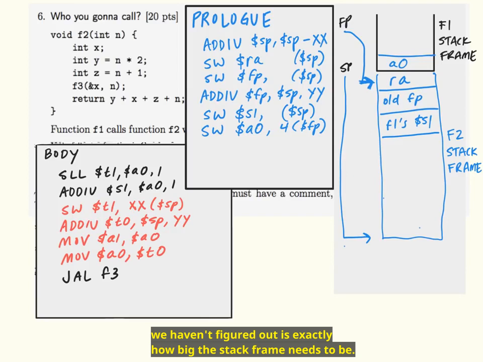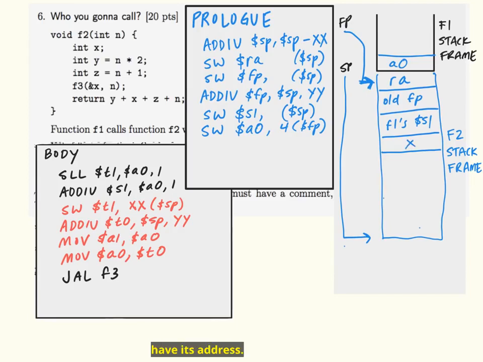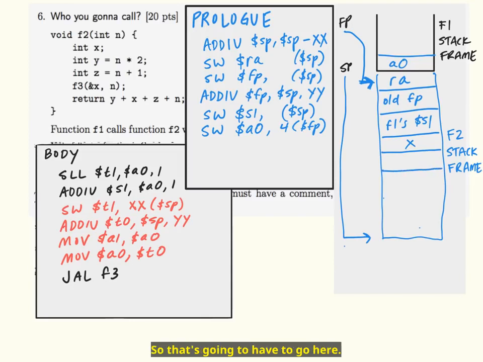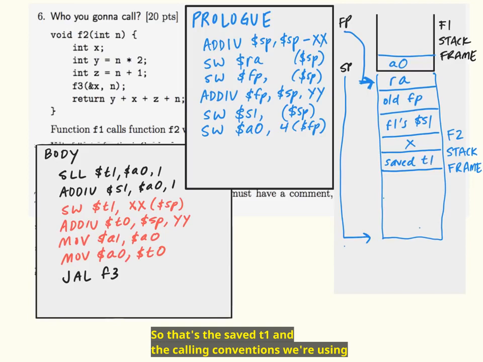The only thing we haven't figured out is exactly how big the stack frame needs to be. So we know that we need room for the return address, we need room for the old frame pointer, and we need room for F1's S1. One of the other things we realized when we were working on the body is that we're going to have to store the value of X on the stack because we're going to need to have its address. When we call F3, we needed to save the caller saved register T1 onto the stack. So that's going to have to go here. So that's the saved T1.